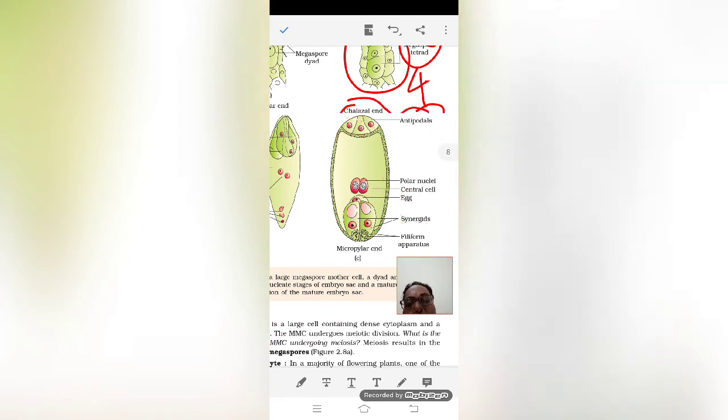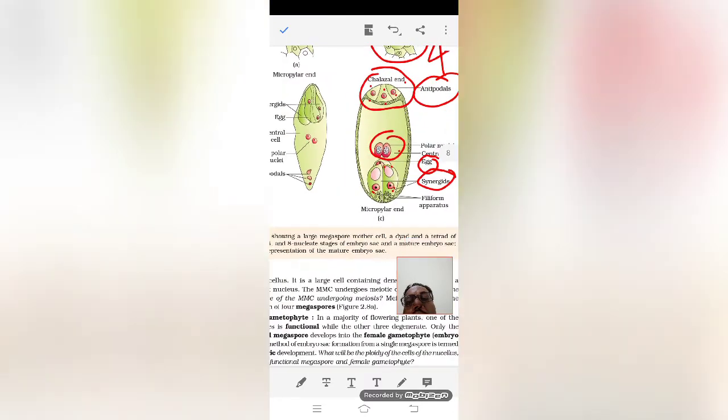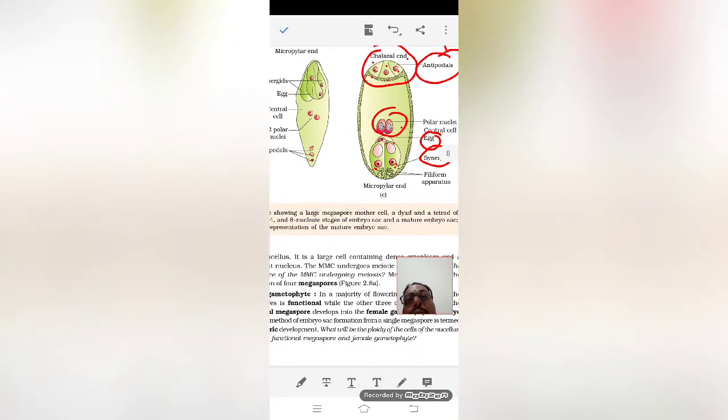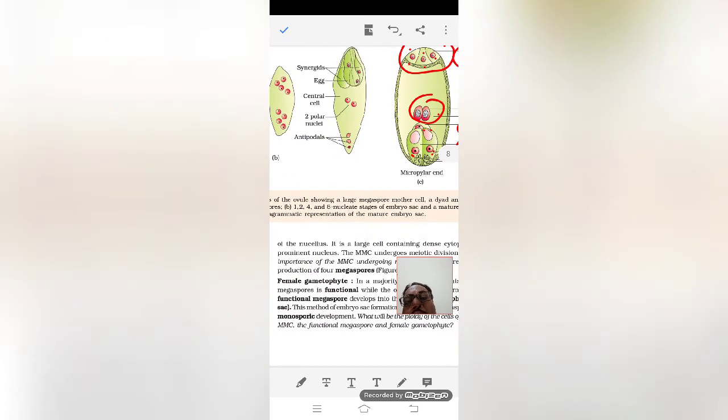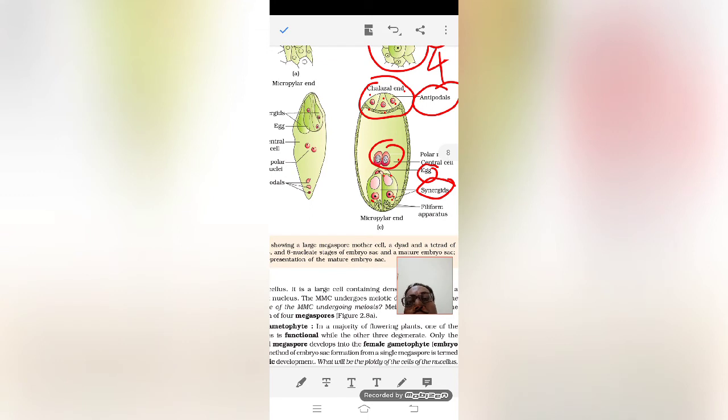So it will undergo a rearrangement, and they will form a structure like this. And this particular structure, what finally comes, is called the embryo sac, inside which we have the egg, and this particular process is known as female gametophyte formation or megagametogenesis.